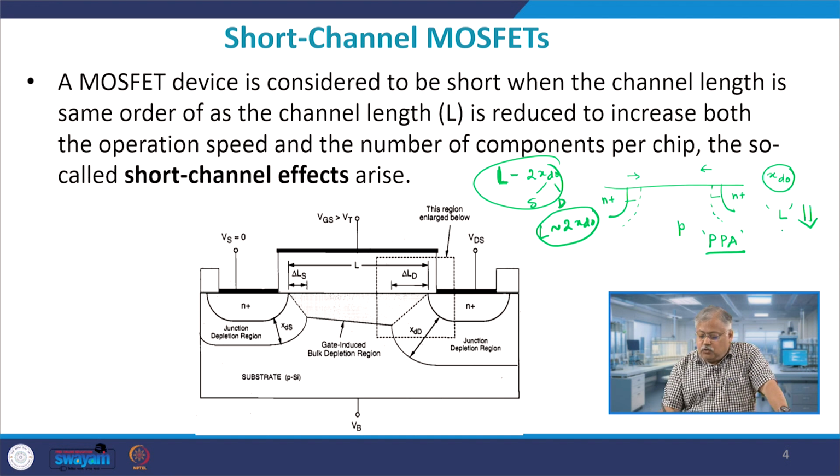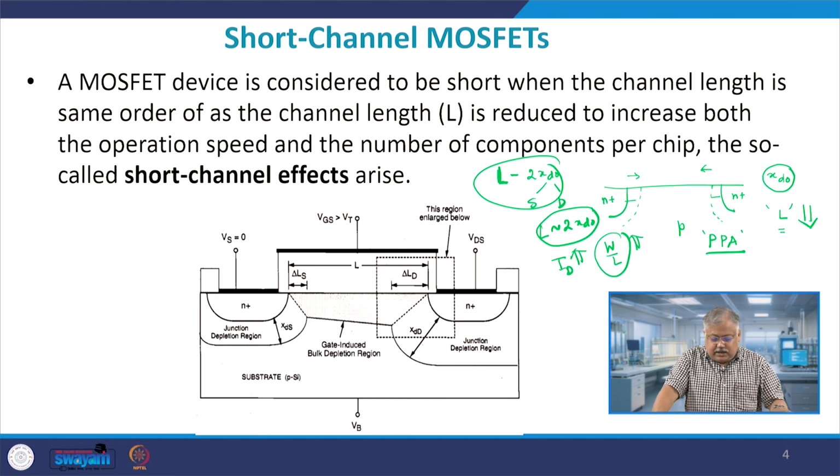Second is that if you lower the channel length, if everything else remains the same, your aspect ratio actually becomes larger and larger, and therefore, your drain current becomes larger. So, at the cost of power, your performance becomes much better. However, when you lower the channel length, you have these problems of short channel effect.